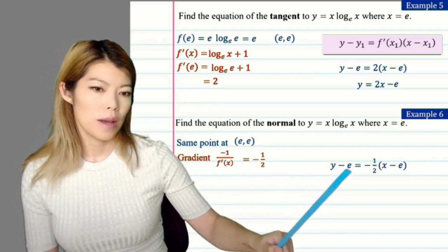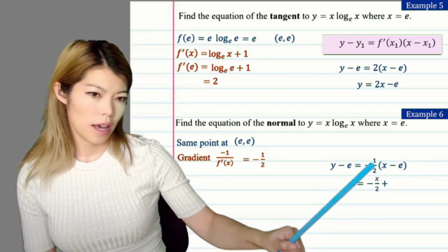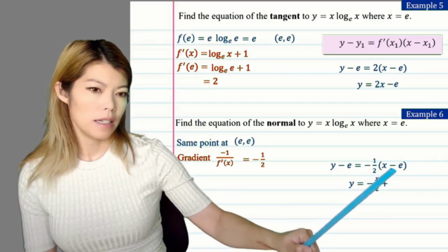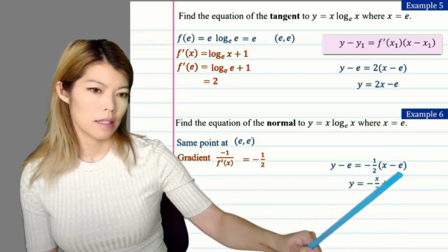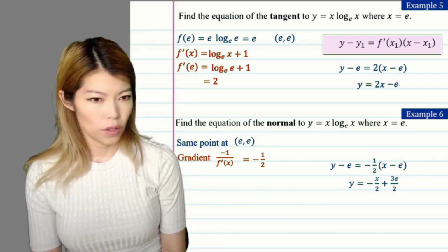Then we're going to do y minus y1 equals gradient times x minus x1, and then we have minus a half times x is minus half x, and then minus is plus half an e, plus an extra e is 3e over 2.